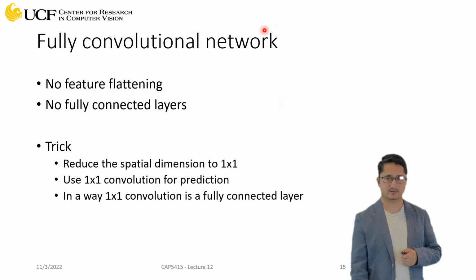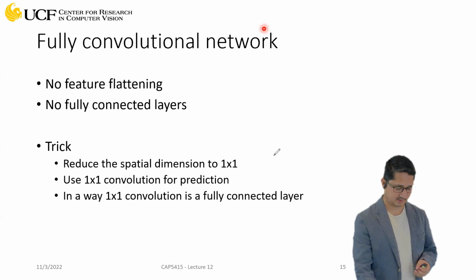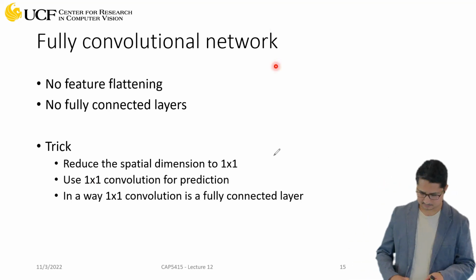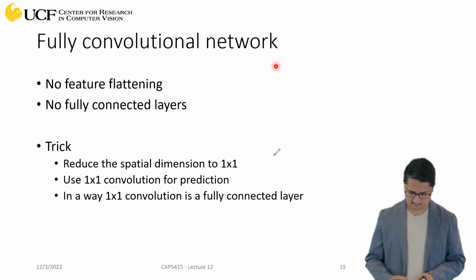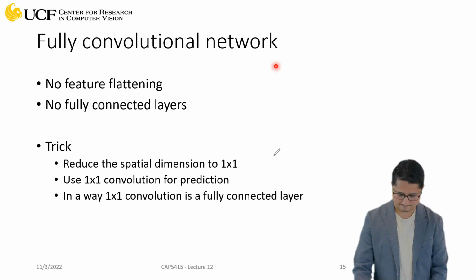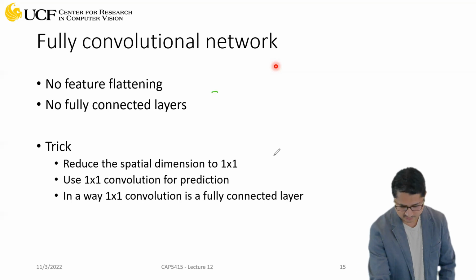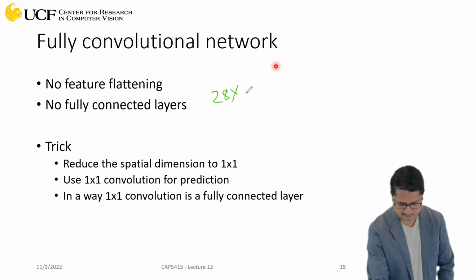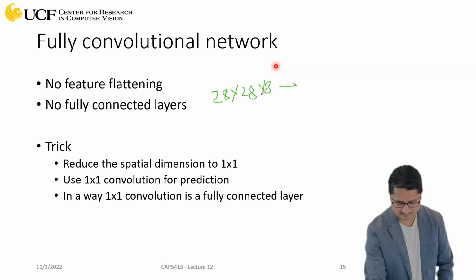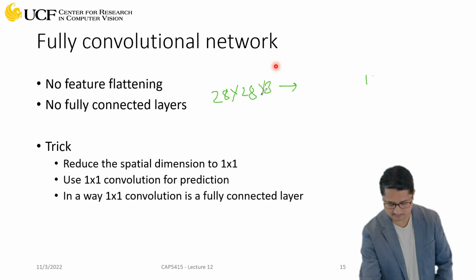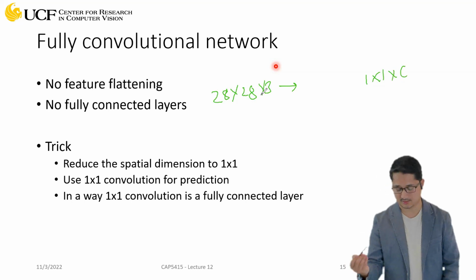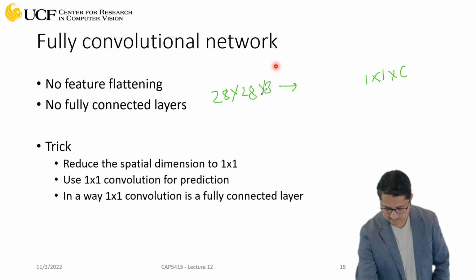Let me quickly describe. I think it will be useful. So let's say you start with some resolution 28 cross 28, and let's say 3 channels. And at the end, you have a lot of convolutions, a lot of max pooling layers. You reach 1 cross 1 and some number of channels. We don't care how many channels you have. Then what will happen if you try to flatten this? So this is one way.